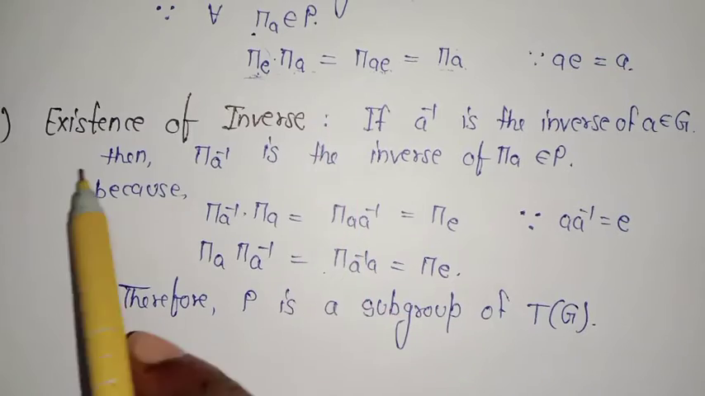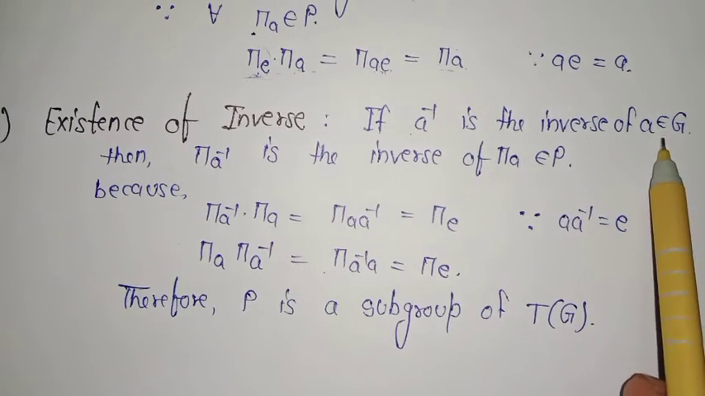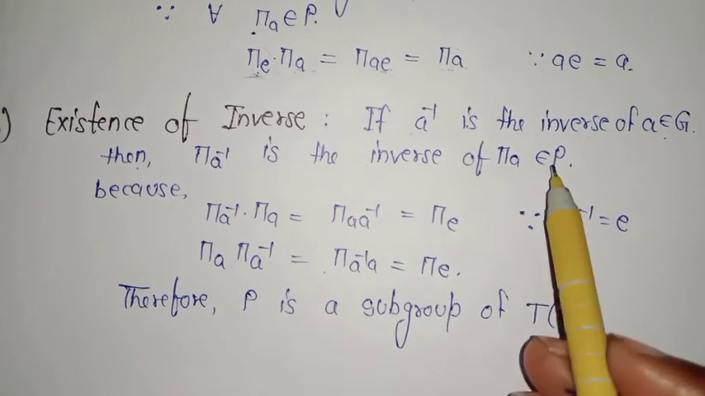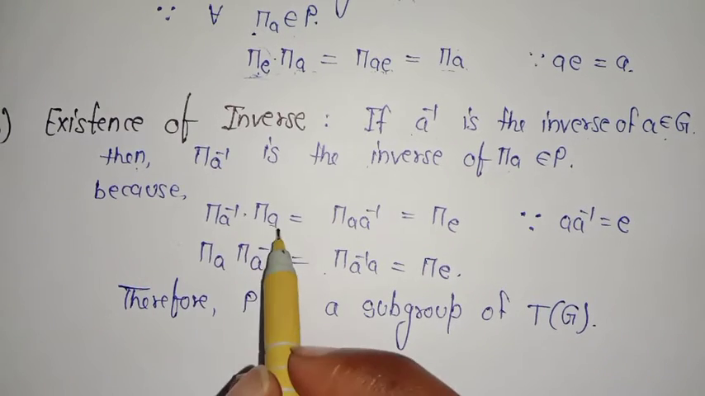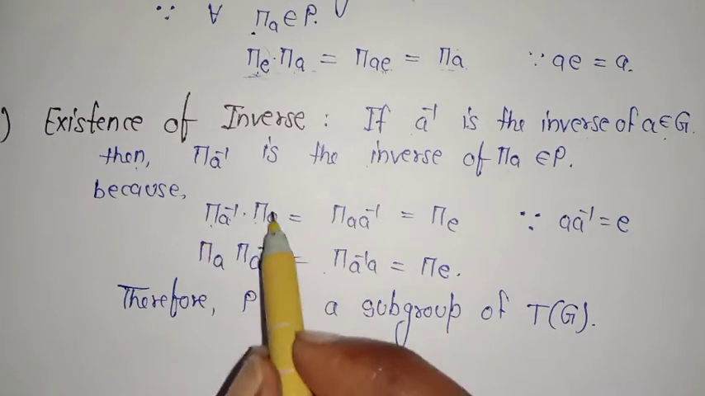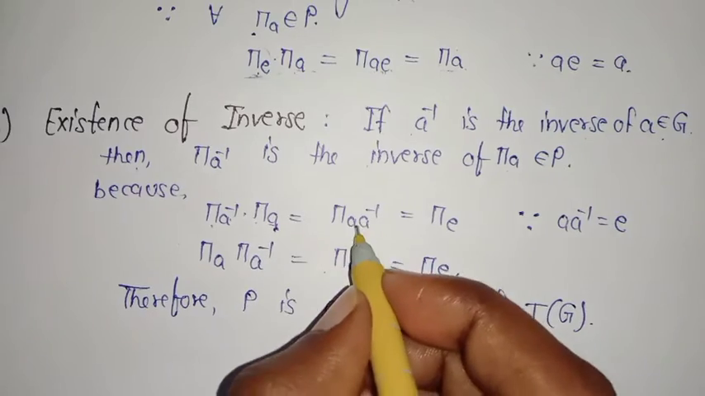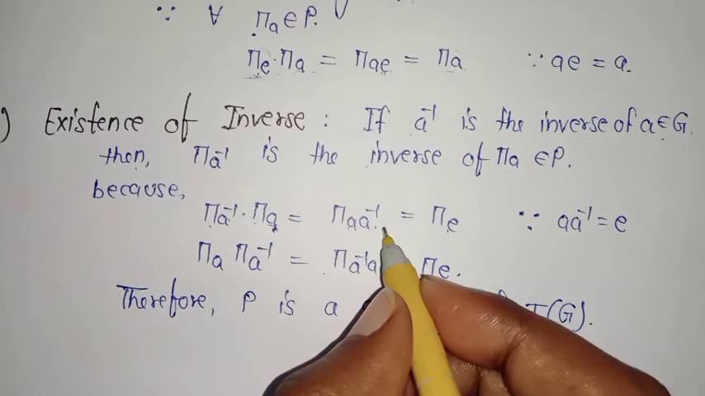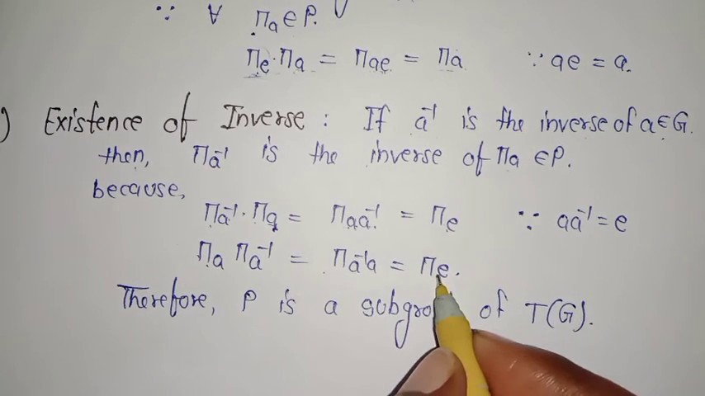So in case of existence of inverse, we consider a inverse is the inverse of a belonging to G. We all know about it. Then π_a inverse is the inverse of π_a belonging to P, because if we take these two elements of P, π_a inverse and π_a, and apply the property over these two elements, then this becomes π_a comes first into a inverse, and a dot a inverse becomes identity in group. So this becomes π_e. Again, if we reverse the order, we are again getting identity.